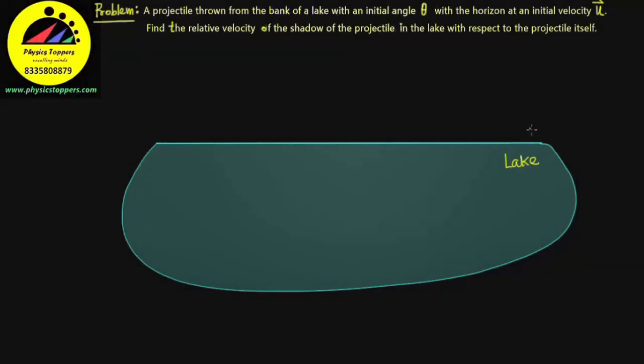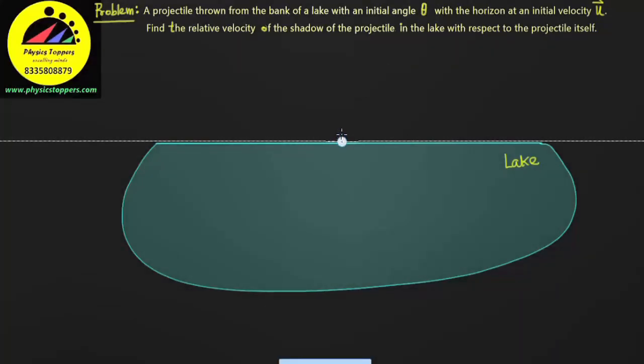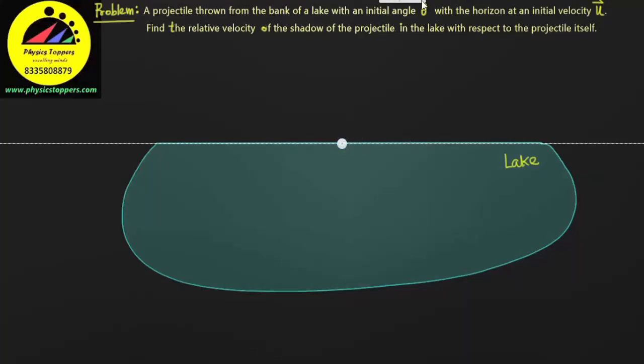A projectile is thrown from the bank of a lake with an initial angle theta with the horizon and an initial velocity u. Find the relative velocity of the shadow of the projectile in the lake with respect to the projectile itself. See, this is the lake and let me throw the projectile. Okay, let me throw it with an initial velocity u. You will see the shadow of the projectile as well.